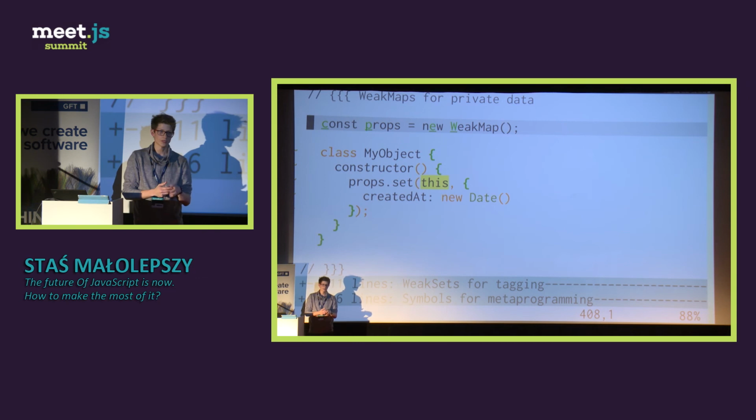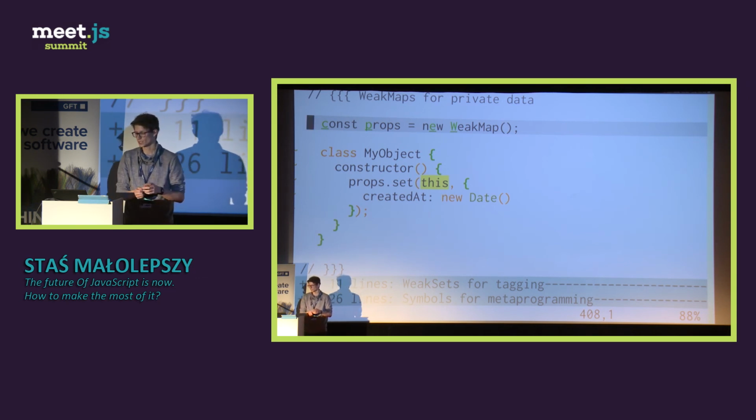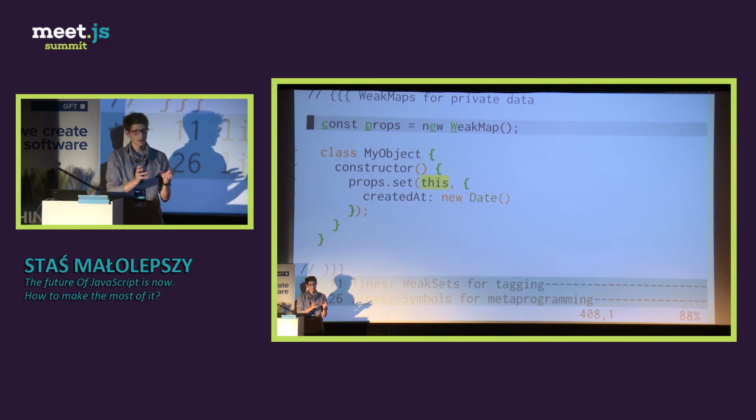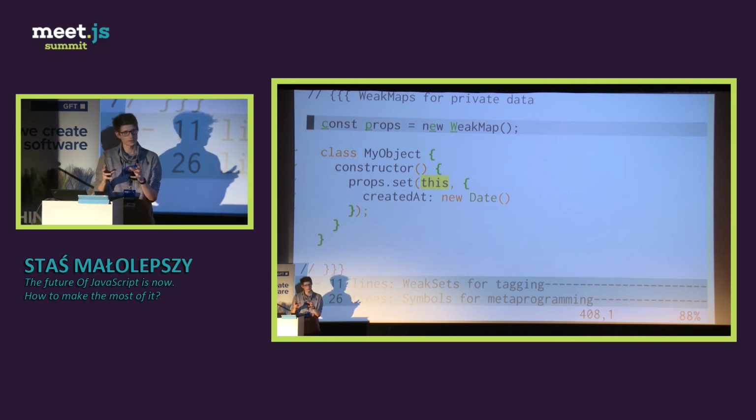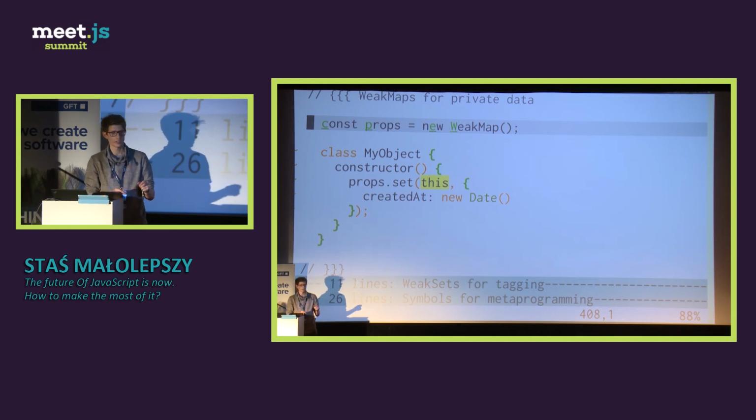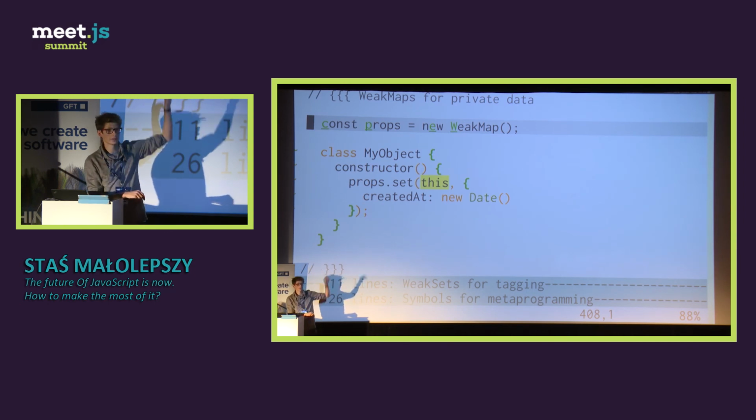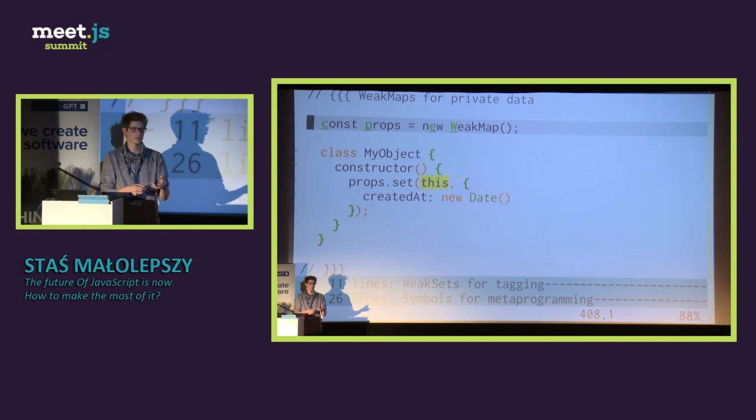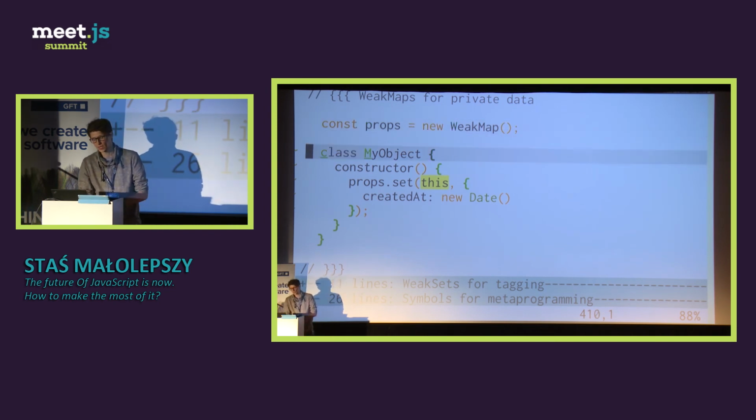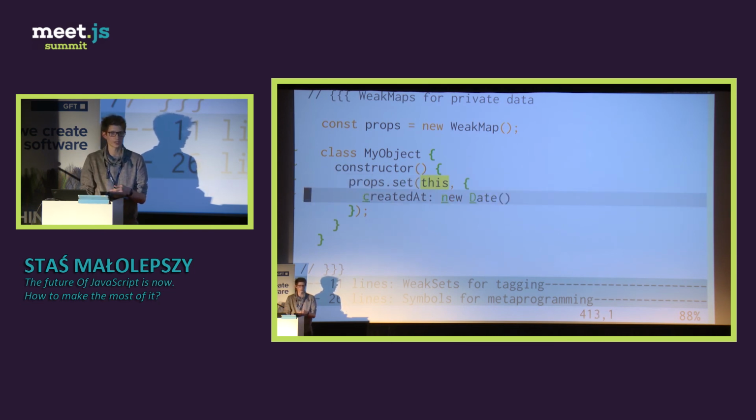So weak maps are great for private data. In this example, you can see that I'm building my objects, but certain properties of the object are not stored on the object itself. In fact, they're stored in a props weak map over on top, and it's only accessible from the scope where props is available, right? And this works great. You could extend this easily and have more properties here, and they don't leak into the outside world. They stay where you want them to be.